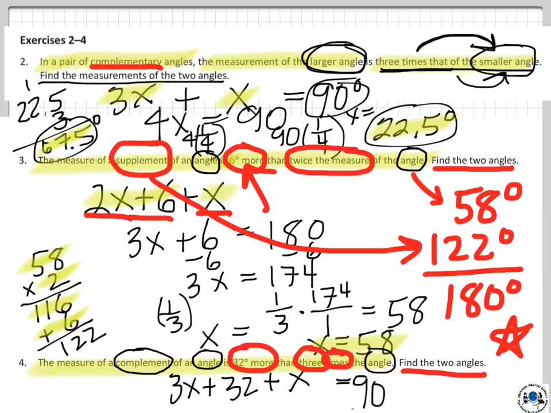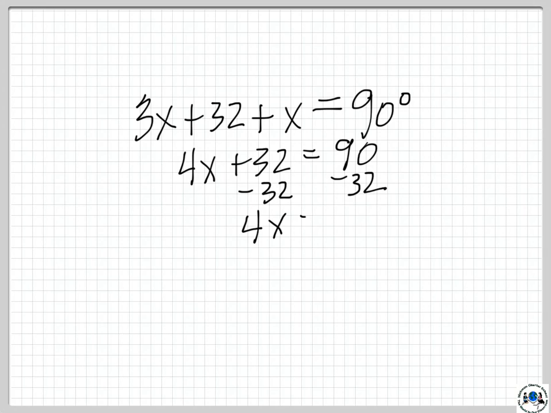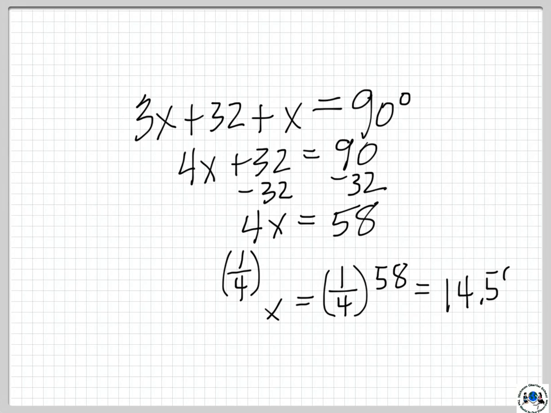So let's go ahead and move on to a new page. Just rewrite our equation as it sits. There it is. Again, first thing to do, add like terms. Therefore, 4x plus 32 equals 90. Take away that 32. Again, it's probably coming back to you, just rushing in, huh? All the fun we had doing these equations. We're down to 4x equals 58, and we go ahead and multiply by 1/4, or the multiplicative inverse, and we get x equal to 14.5.